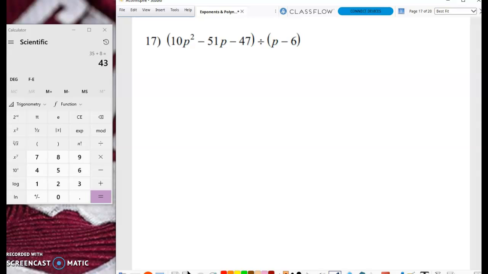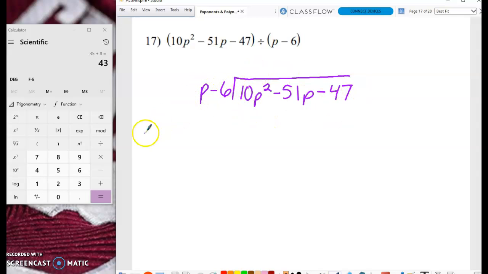Now 17, we are dividing. So we're going to use the long division setup. If you're interested in synthetic division, I'm not going to show it this way, but you're welcome to use this on the test. So p minus 6 is my divisor, so he goes on the outside. 10p squared minus 51p minus 47 is my dividend, so he goes inside.